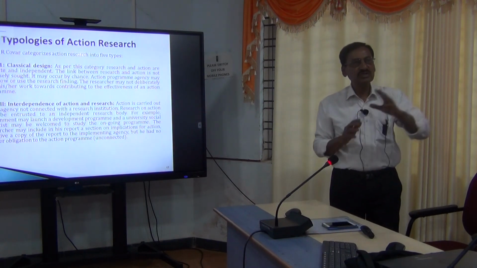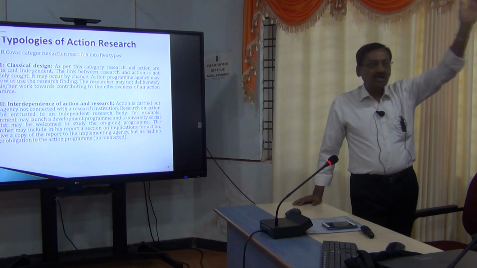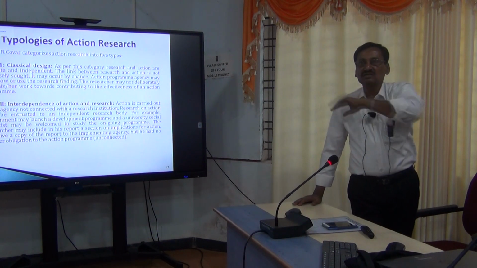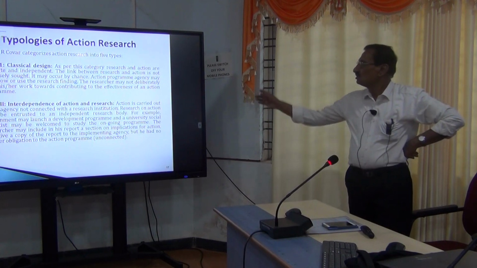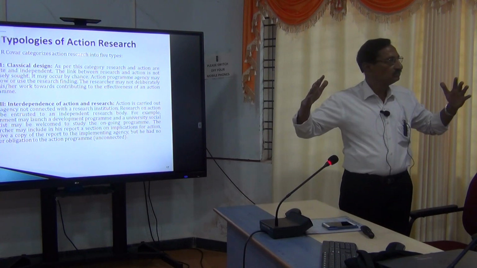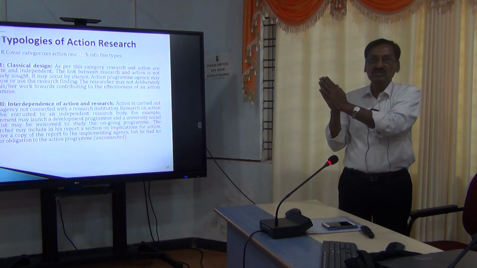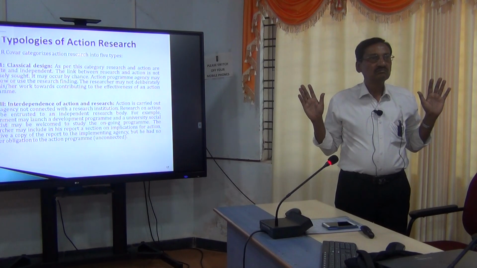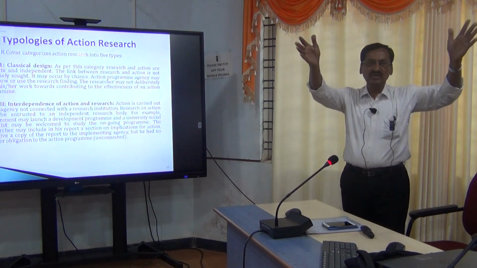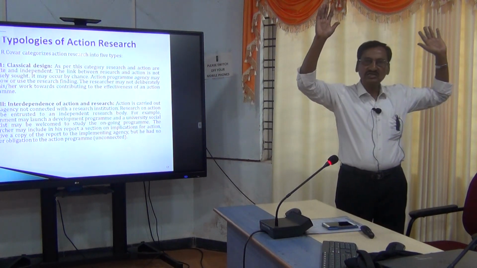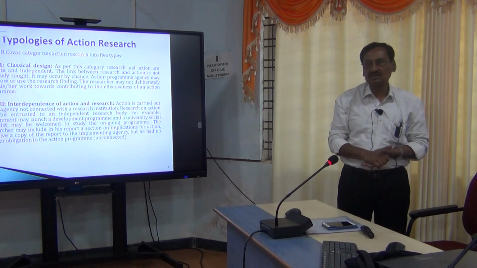That is one category. That means somebody executes some action, some program, and after some time somebody will undertake research on that action, on that program. So they are separate. There was no understanding in the beginning between these two, actor and researcher. Maybe after implementing some program, some government or some organization, some individual or organization may undertake a study on that. So they are separate.